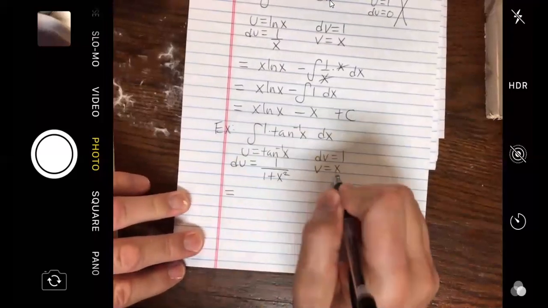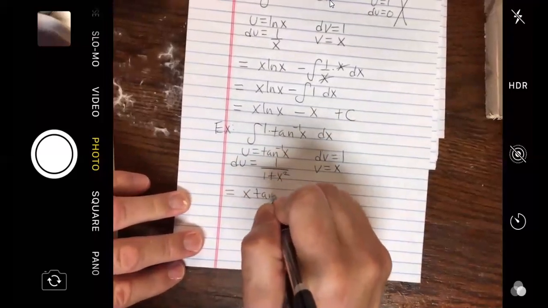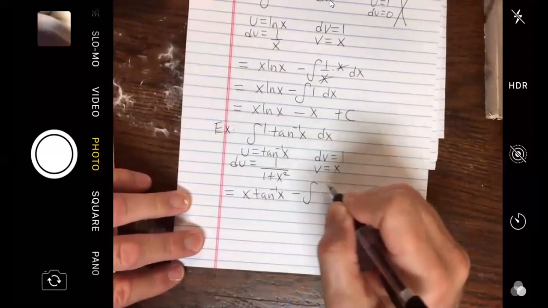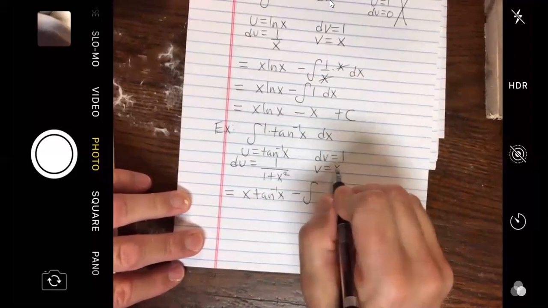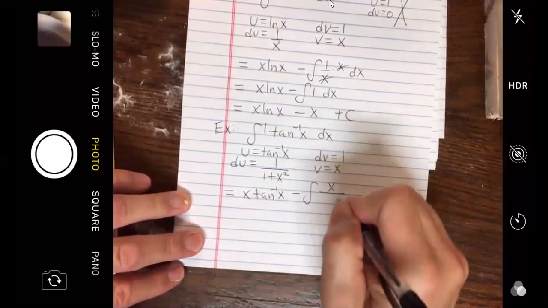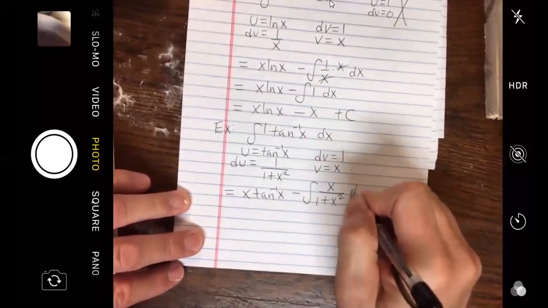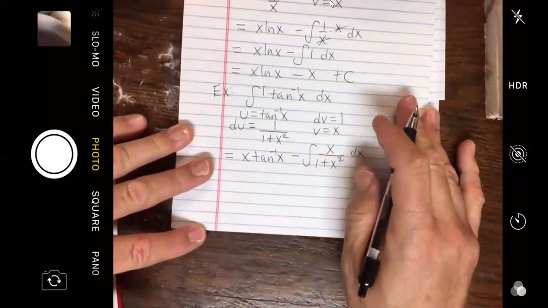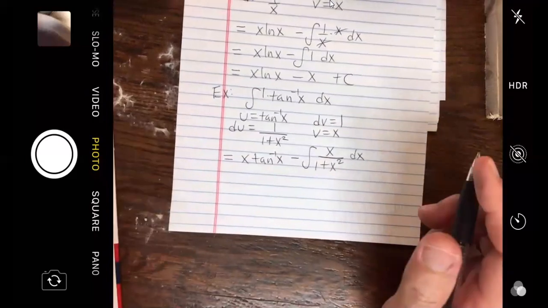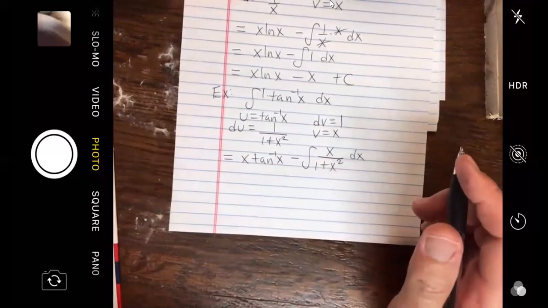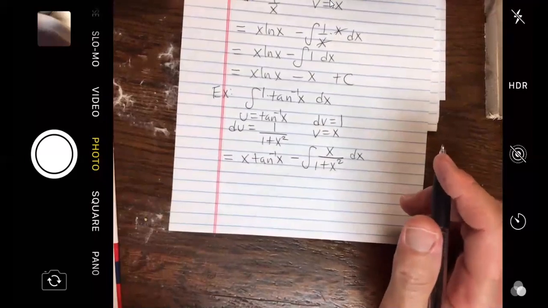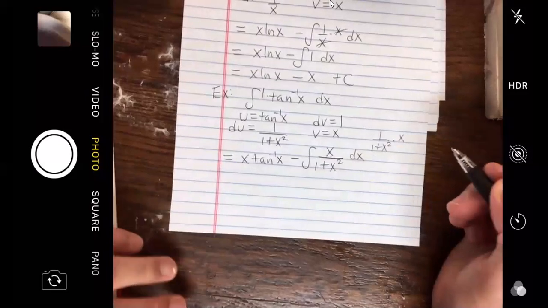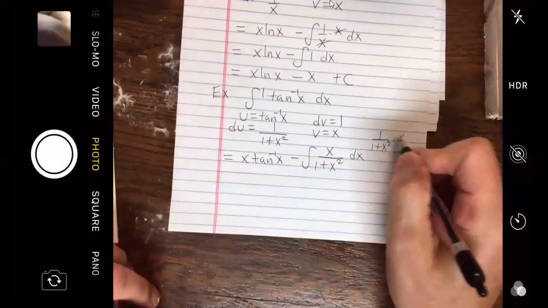So I go cross product, and that would be an x arctangent x minus integral, and bottom row, can you see the x would stay on top? I'm going to go x over 1 plus x squared dx. Questions about this? Yeah, I could have written 1 over 1 plus x squared times x. I just kind of crushed it together.